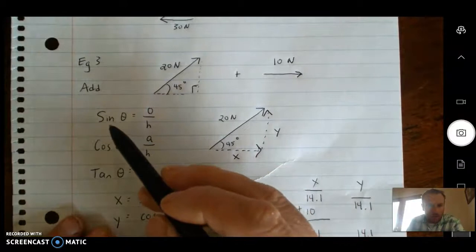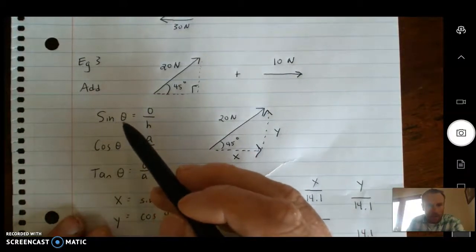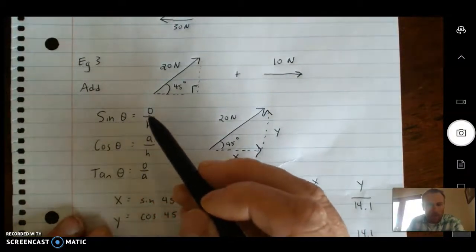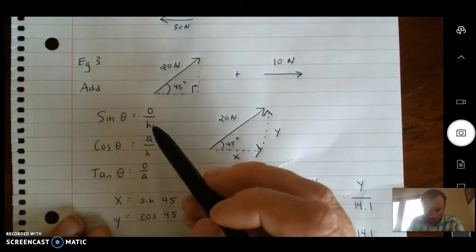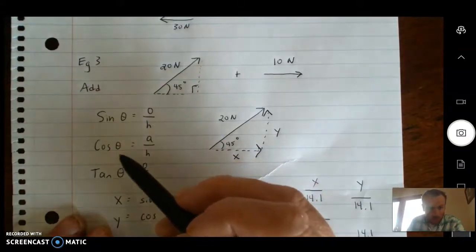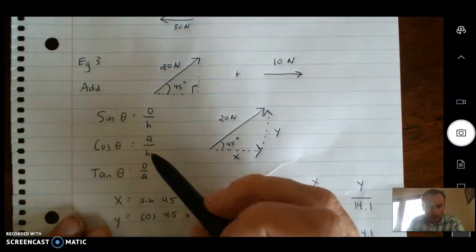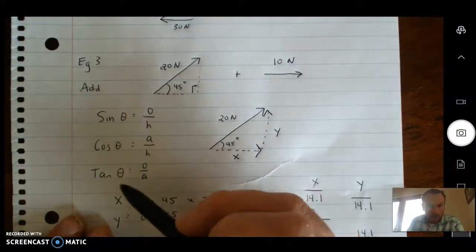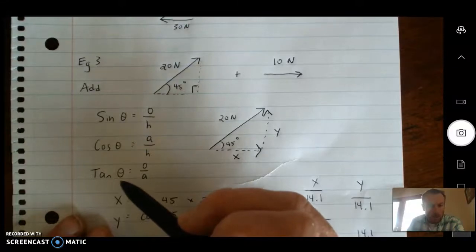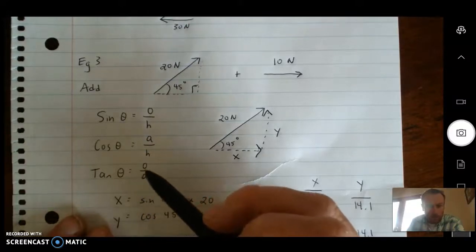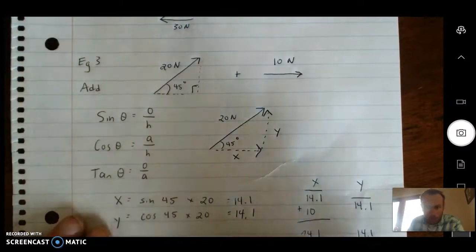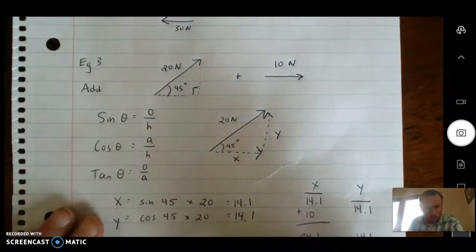Your sine of angle theta is equal to the opposite leg of the triangle divided by the hypotenuse. Your cosine of angle theta is equal to the adjacent side of the triangle divided by the hypotenuse. And then the tangent of angle theta is equal to the opposite leg divided by the adjacent. So how does that work?